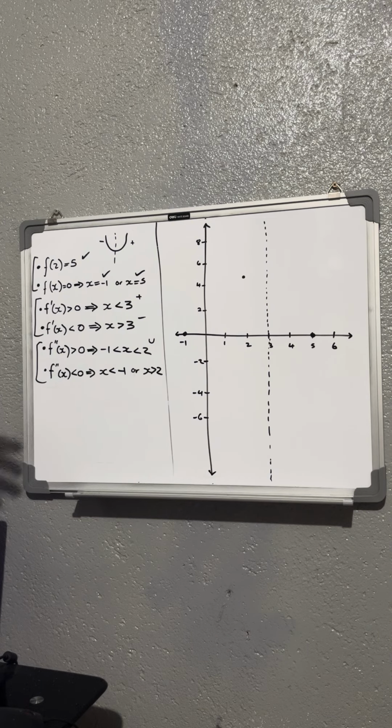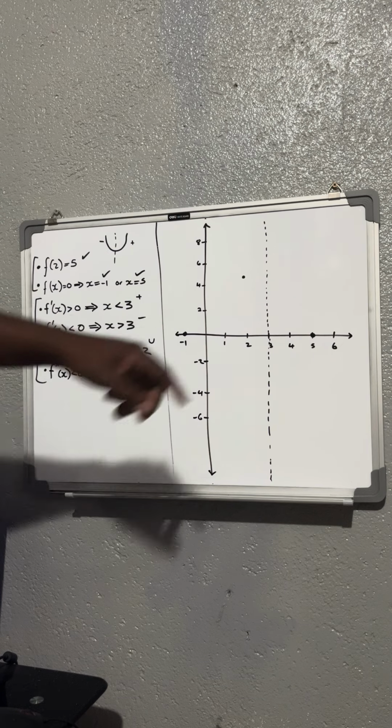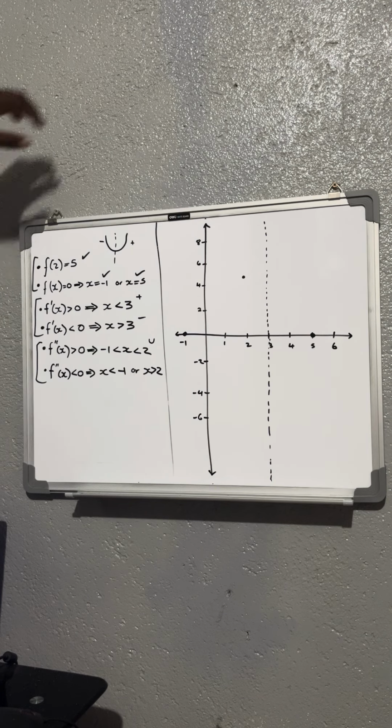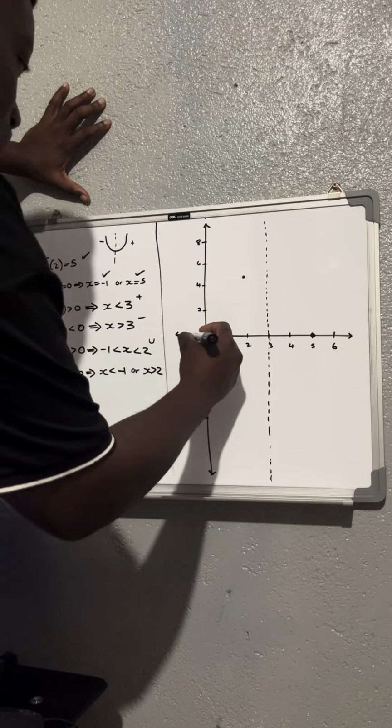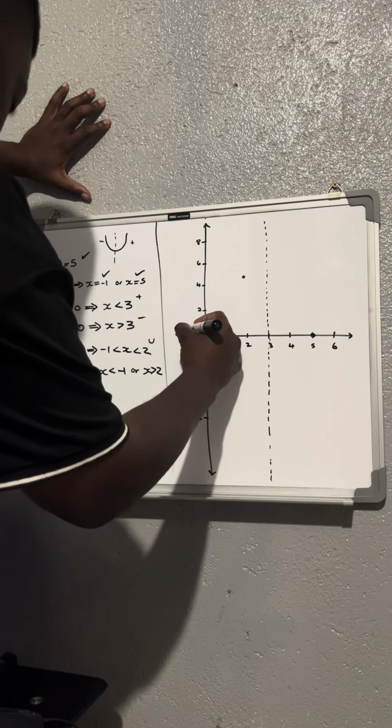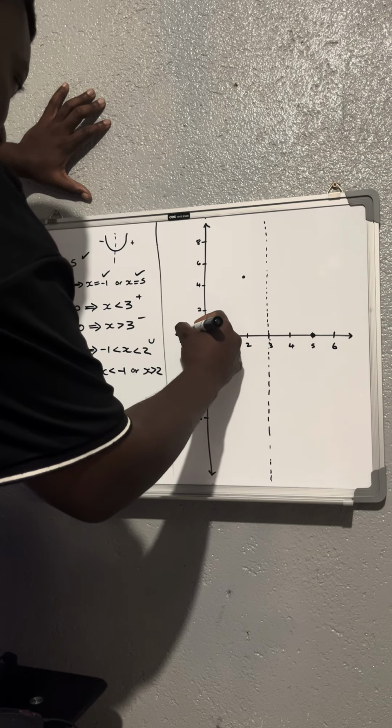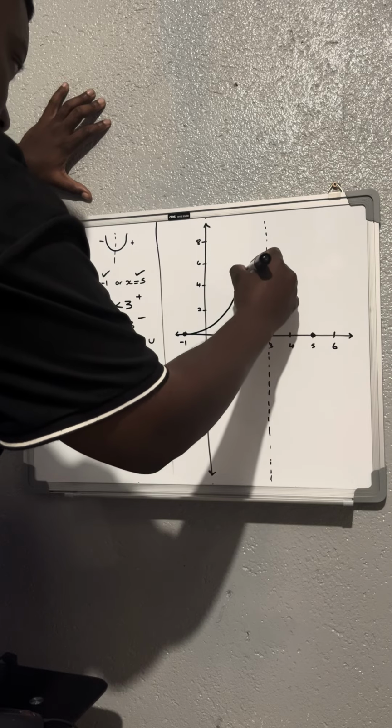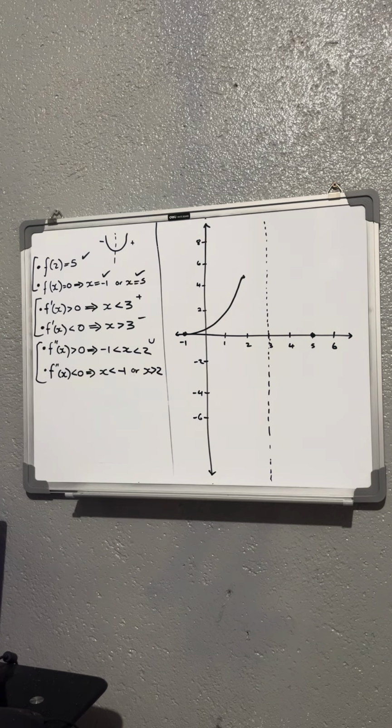We can only be able to use this one in the graph. So it means now between -1 and 2 we can go and say we're going to have something that looks like this. You see? So we've done that one.